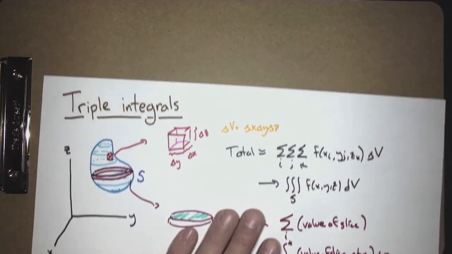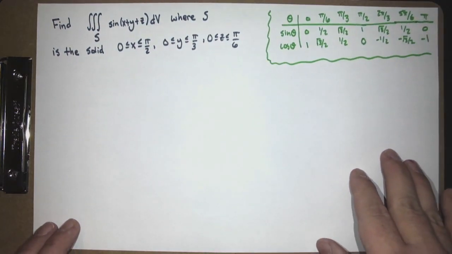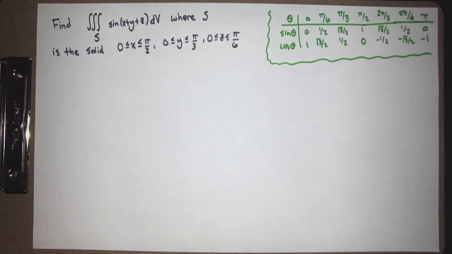Okay. All right, well, let's do an integral. Find the integral over a region S. So we're using S for solid. The integral of sine of x plus y plus z dV, where S looks like what? Well, it says x goes between 0 and pi halves, y goes between 0 and pi thirds, and z goes between 0 and pi over 6. All right, well, what kind of shape is this?